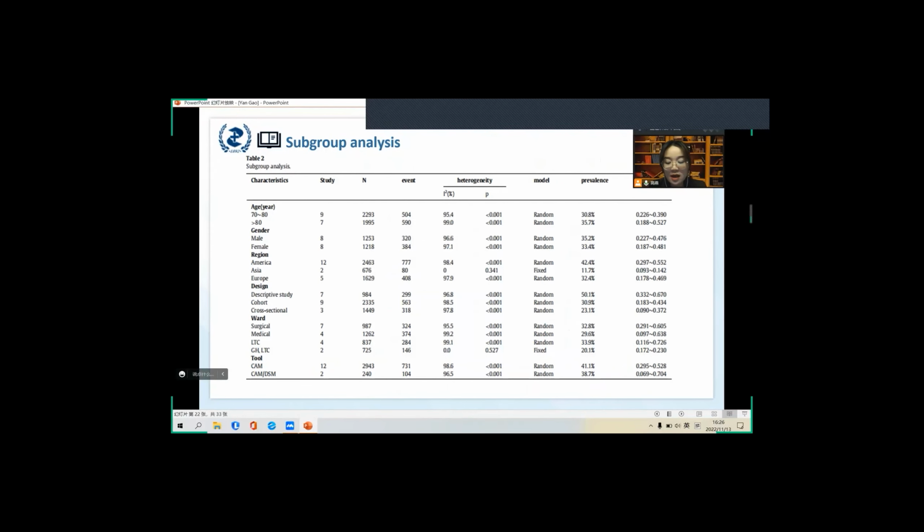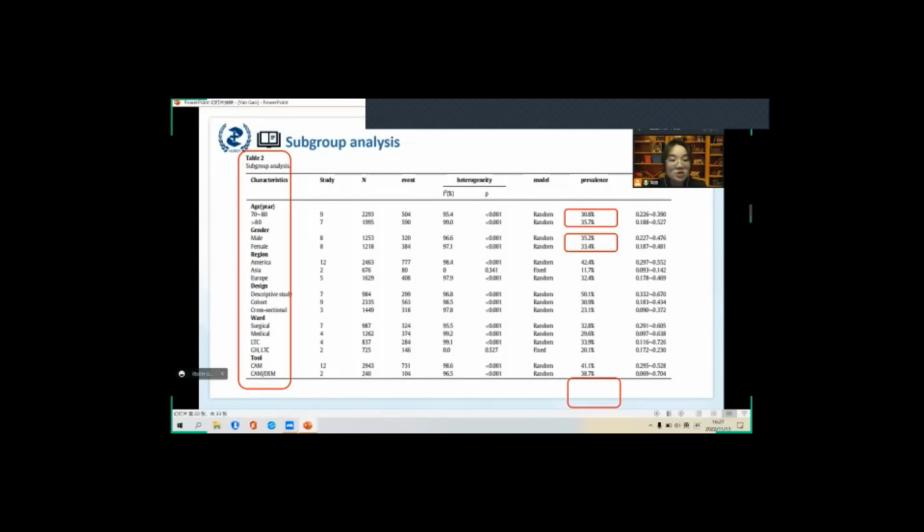Due to the high heterogeneity between the studies, a subgroup analysis of mean age, gender, region, study design, study type, and assessment tool was created. Results of the subgroup analysis show that the prevalence of subsyndromal delirium in patients with a mean age of 17 to 18 years was lower than in patients older than 18 years. Males have a higher score compared to females.